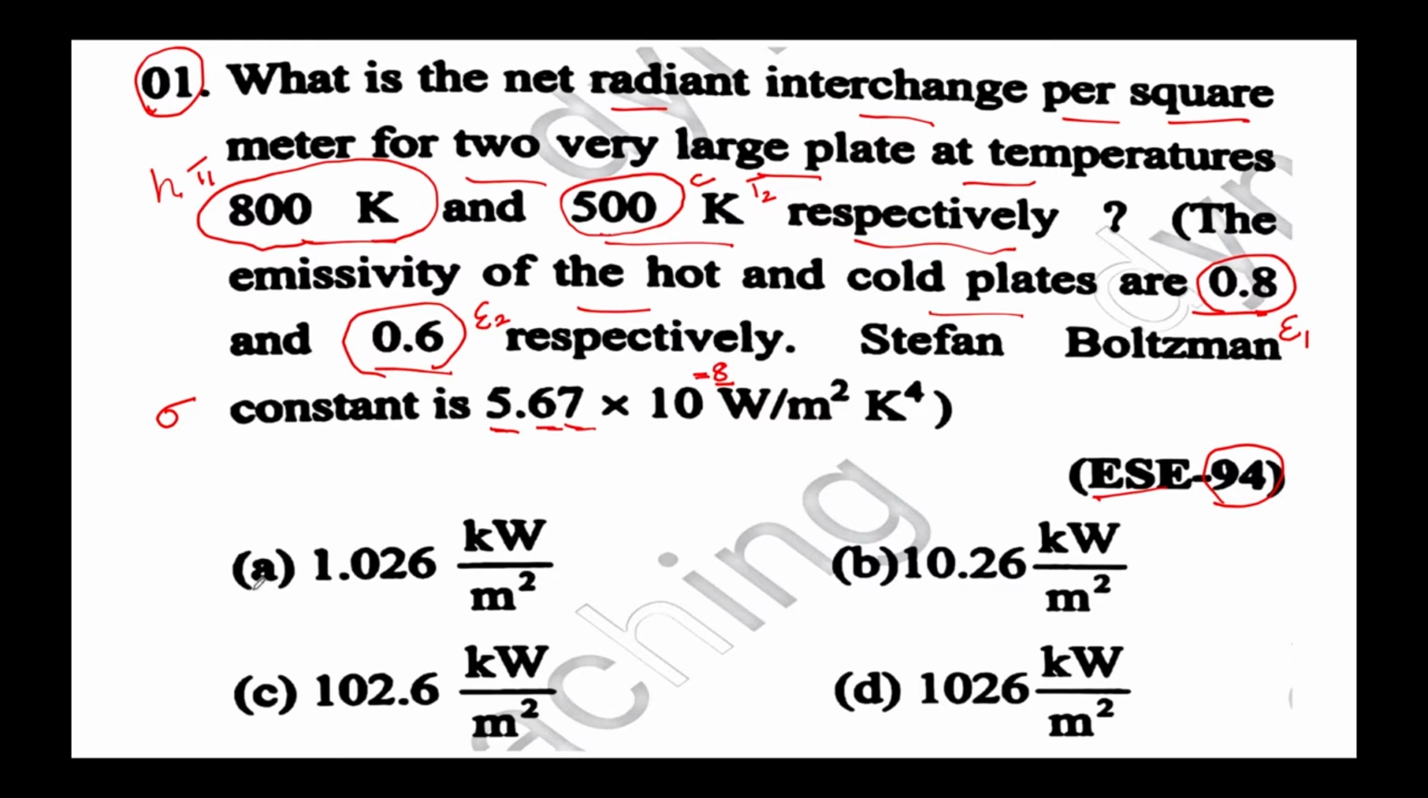So these are the options given for this particular question. Option A, 1.026 kilowatt per meter square. Option B, 10.26 kilowatt per meter square. Option C, 102.6 kilowatt per meter square. And option D, 1026 kilowatt per meter square. So first we can find the answer in watts per meter square, and then let us convert the final answer into kilowatt. I'll explain how to proceed with this problem.